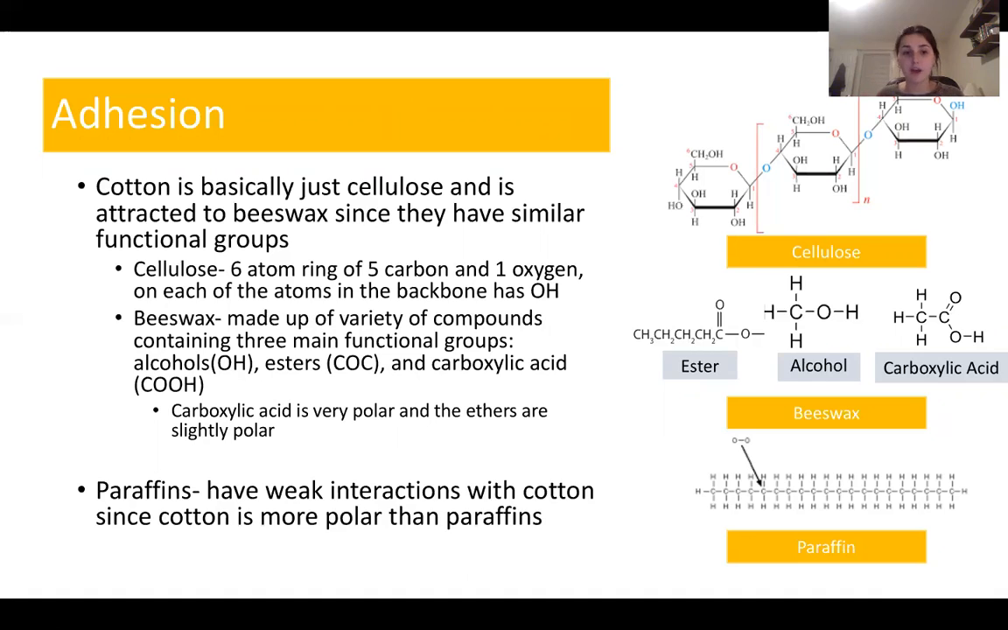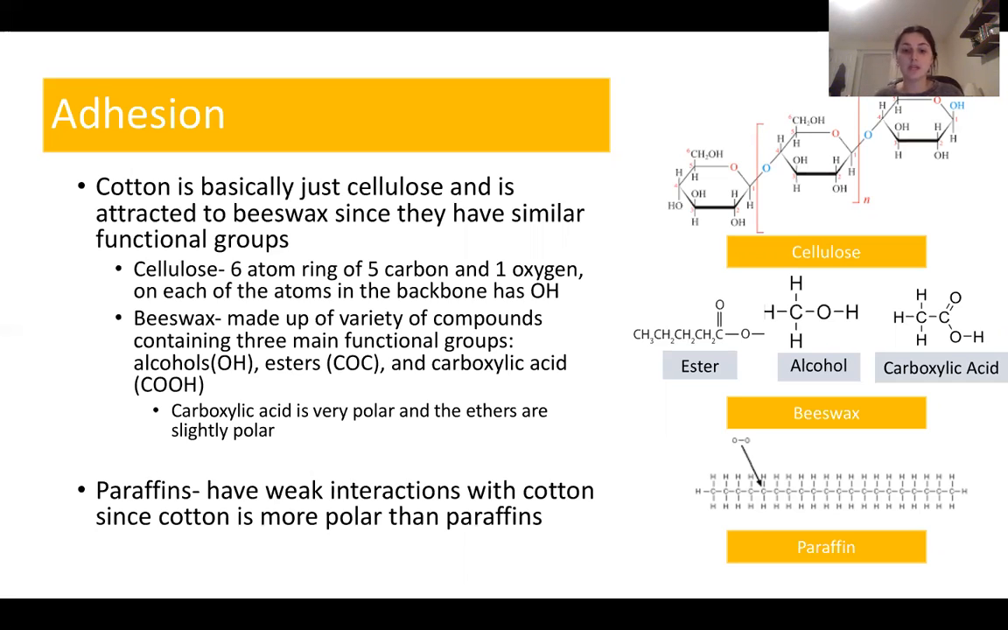What I found was that cotton is basically just cellulose, and it's attracted to beeswax since they have those similar functional groups. Cellulose is a 6-atom ring of 5 carbon and 1 oxygen, and the backbone has OH. Beeswax is made up of a variety of compounds containing 3 main functional groups, which are alcohols, which are OH, esters, which are COC, and carboxylic acid, which is COOH. Carboxylic acid is very polar and esters are slightly polar.